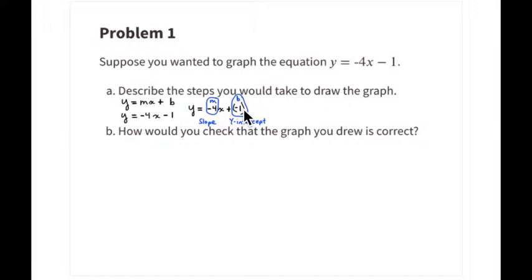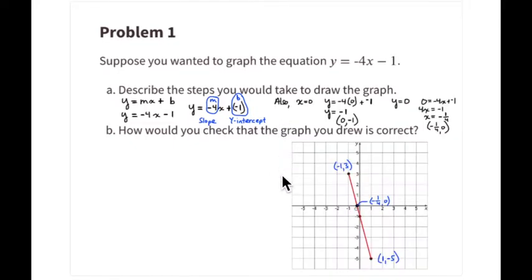So I know it crosses the y-axis at -1, so that's 0 along the x-axis, -1 on the y-axis, and it has a slope of -4. So I can use that to find two other points using that slope and going in one direction and then going in the opposite direction. And also I can get two other points.